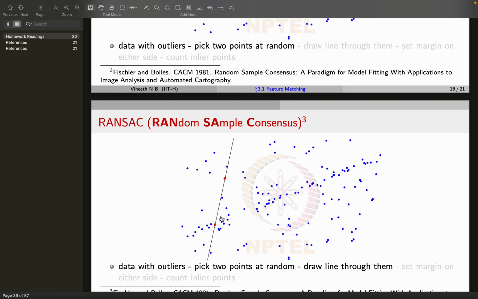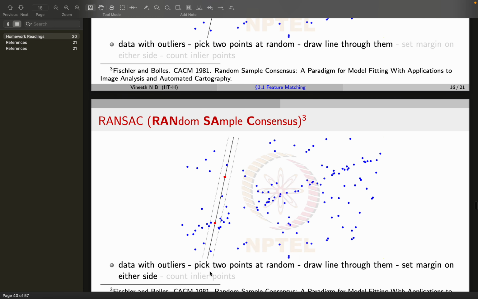So I randomly pick 2 points from the whole data set and I fit a line, and I impose a small margin around it, and then check how many inliers are present. That is, how many points are present within these two lines. The idea is, if a line is a good fit, I take a margin around it and there should be a lot of points within that margin. For the best line, if I take a margin around it, there would be a lot of points around the estimated line. That is what we are trying to look for.